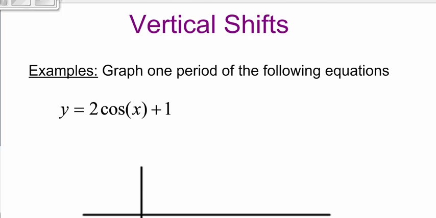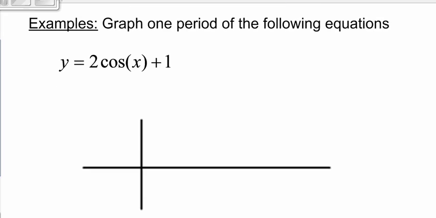Let's look at a second example. Okay, so here we got an A, which is 2. No B still, so still 1 there. No C, so that's 0. And our D value is +1.